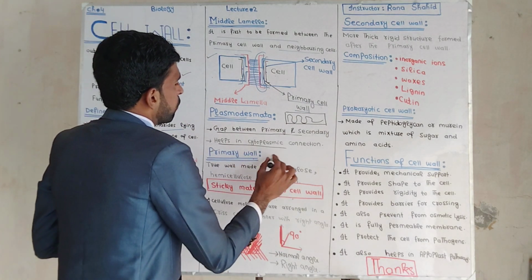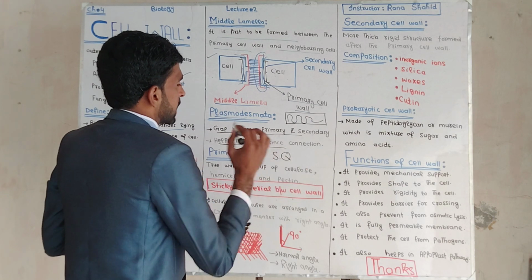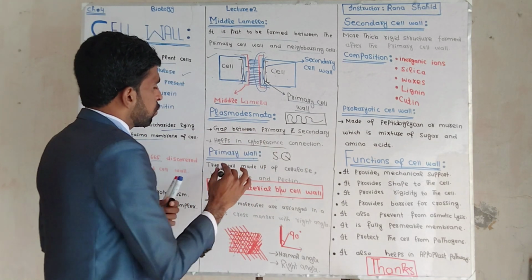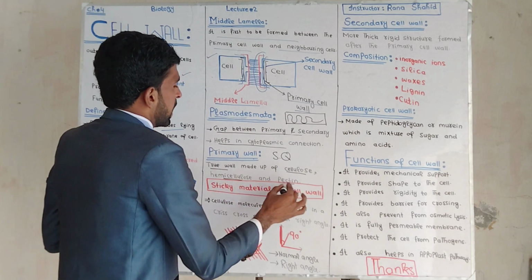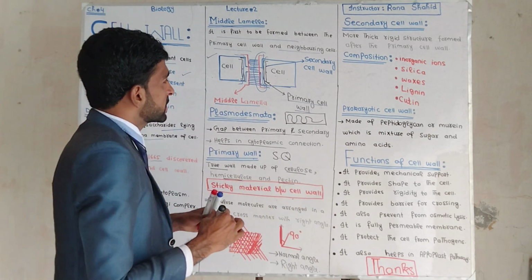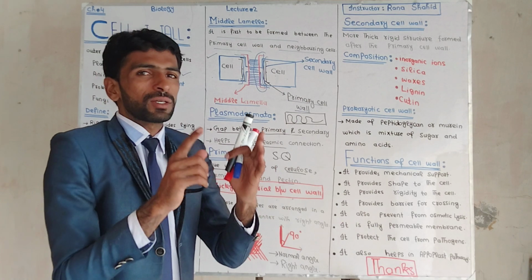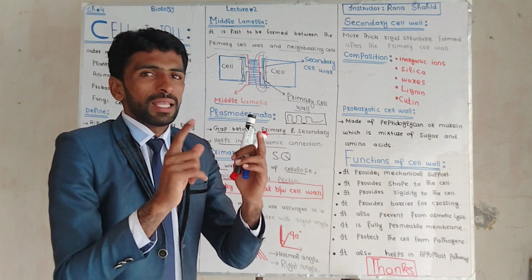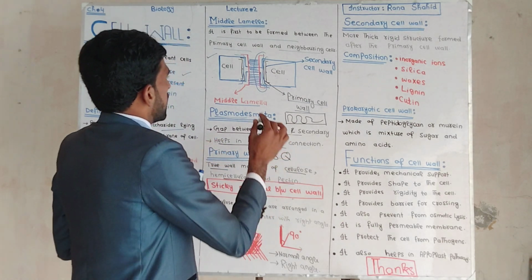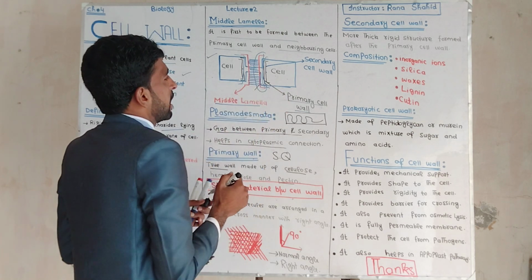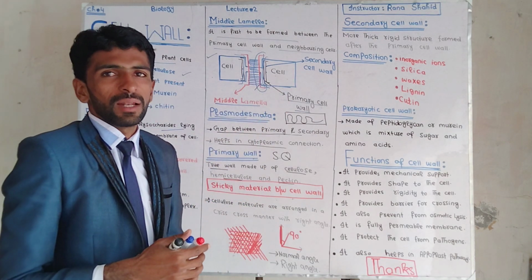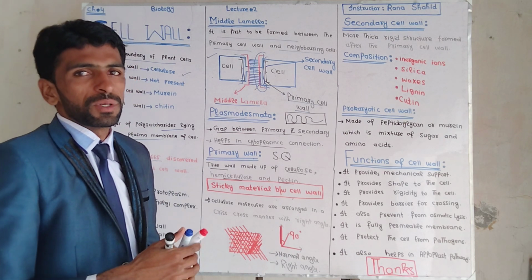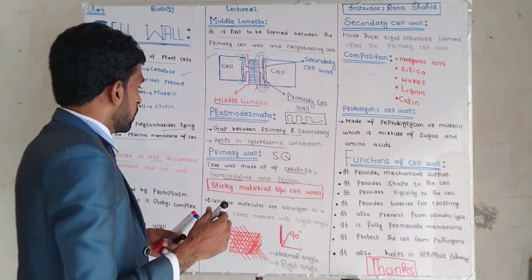What is the primary cell wall? It is a true wall made up of cellulose, hemicellulose and pectin. Pectin is a sticky material that joins the two cells and helps in the middle lamella. It is a sticky material between the cell walls of two plant cells.